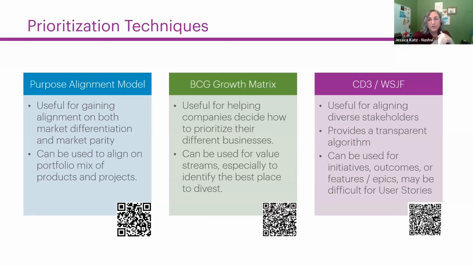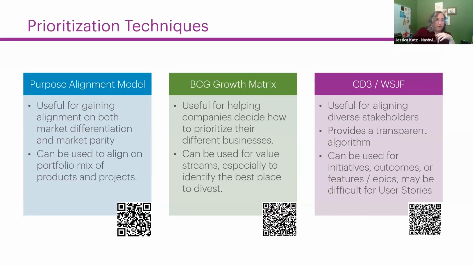If it's low market differentiation but high mission critical, this is parity. The rest of the world is already doing this, and you have to do it. I can't imagine going to a web app, an online app for ordering food, and not being able to look at the whole menu and customize my order these days. So that would be what's considered parity. And then if it's low in both, low market differentiation and low mission critical, who cares? Why would we do it at all? So this is really useful. The purpose alignment model is really useful for gaining alignment on both market differentiation and market parity.